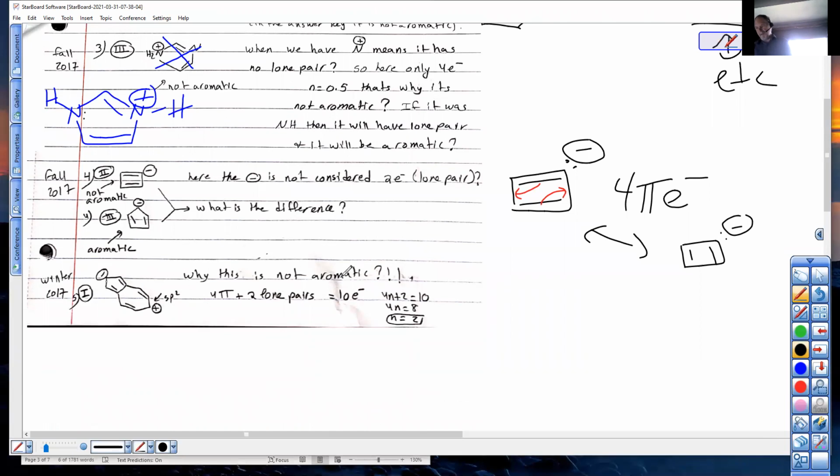Why is this not aromatic? This is aromatic. It has everything we need. It has the right number of pi electrons. It follows all the rules. I'm just drawing it a little differently, just showing. I hope I got everything right here.